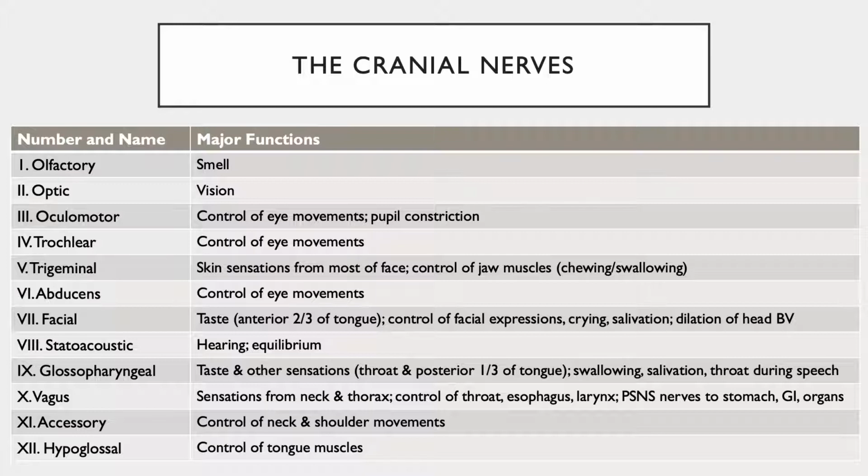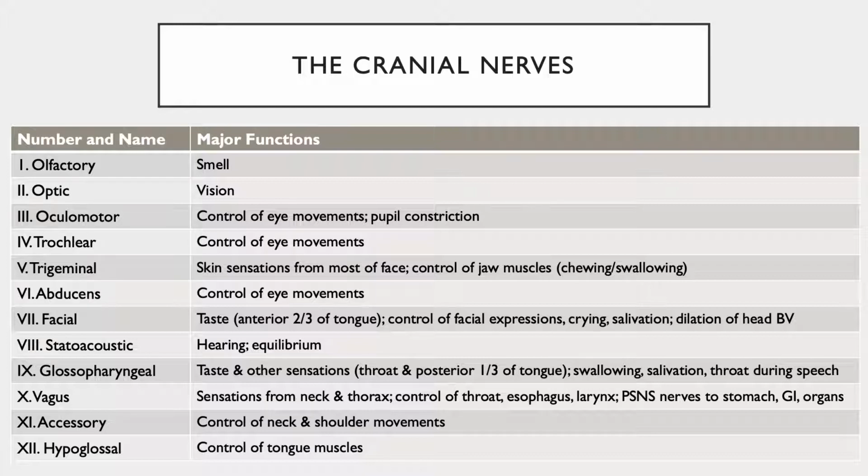Similarly, the optic nerve, cranial nerve 2, helps support vision. Unlike smell, vision requires the additional efforts of multiple other cranial nerves, which we'll discuss next. Cranial nerve 3 is the oculomotor nerve. It helps with control of eye movements, including pupil constriction. The trochlear nerve, cranial nerve 4, helps control eye movements as well.